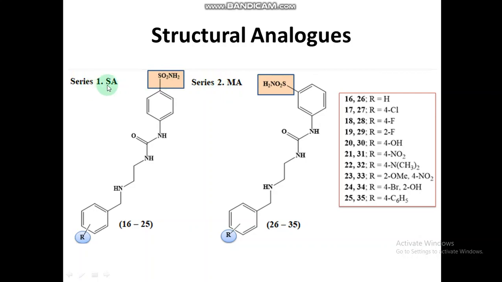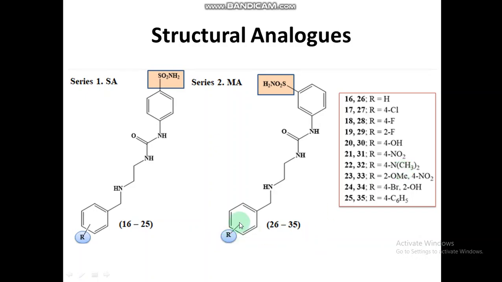So we have series 1, where the sulfanilamide group is in the para position, and from compound 16 to 25 we have different R groups at this ring position. Similarly, with the metanilamide we have 10 compounds, from 26 to 35, with varying R groups. The R group may be chloro, fluoro, with positions also mentioned such as 2-fluoro or 4-fluoro, and then hydroxyl, nitro, and similarly bromo, hydroxyl, phenyl and oxymethyl.